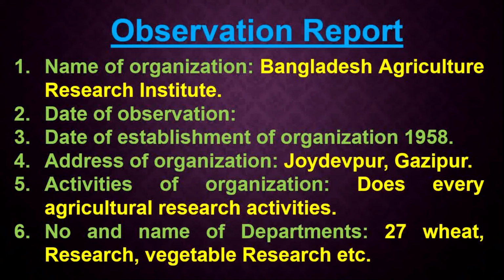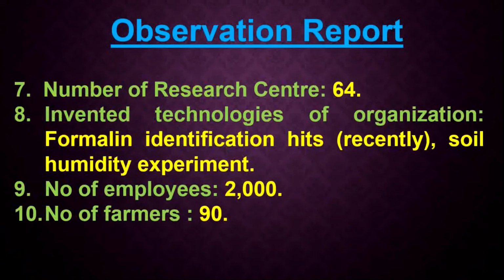Number 4, address of organization: Joydepur, Gazipur. Number 5, activities of organization: every agriculture research activity is done by this organization. Number 6, number and name of departments: 27, such as wheat varieties research, vegetable research, etc. Number 7, number of research centers: 64.